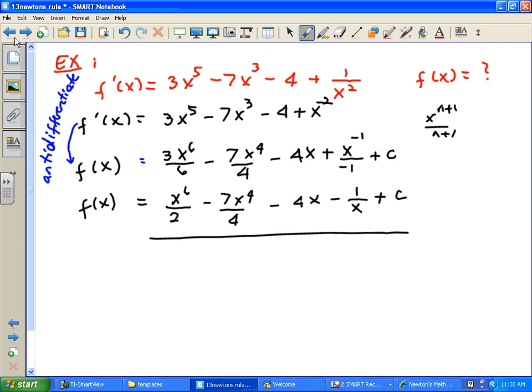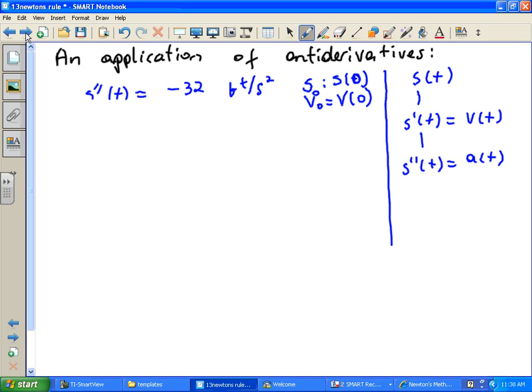Okay, let's take a look at another example. Okay, this is a good one. And this is at least an application of antiderivatives that we can look at right away. And remember, in the future, there's going to be many, many more applications. For this question, we are given s double prime. In other words, the acceleration of an object is negative 32 feet per second squared.